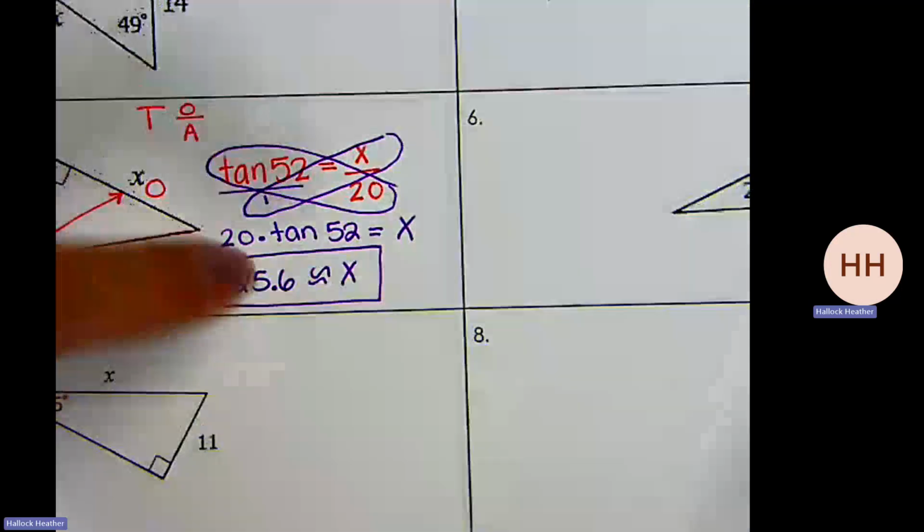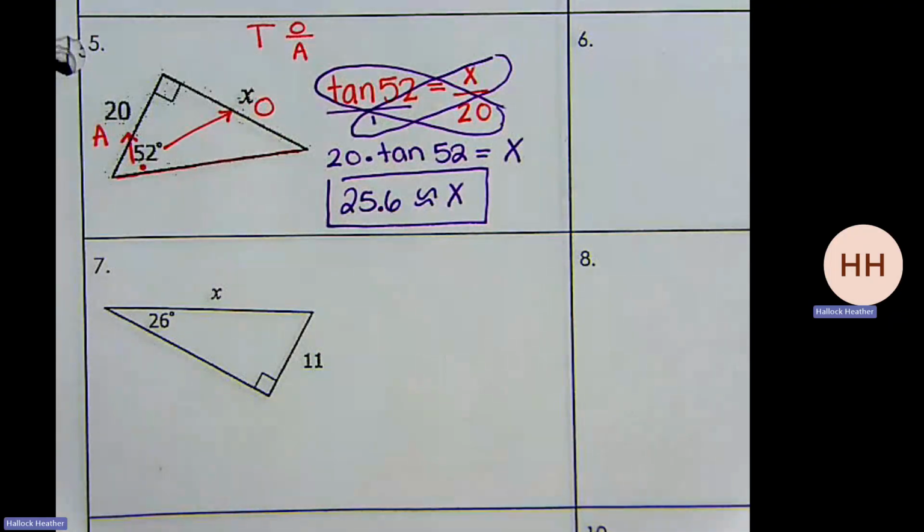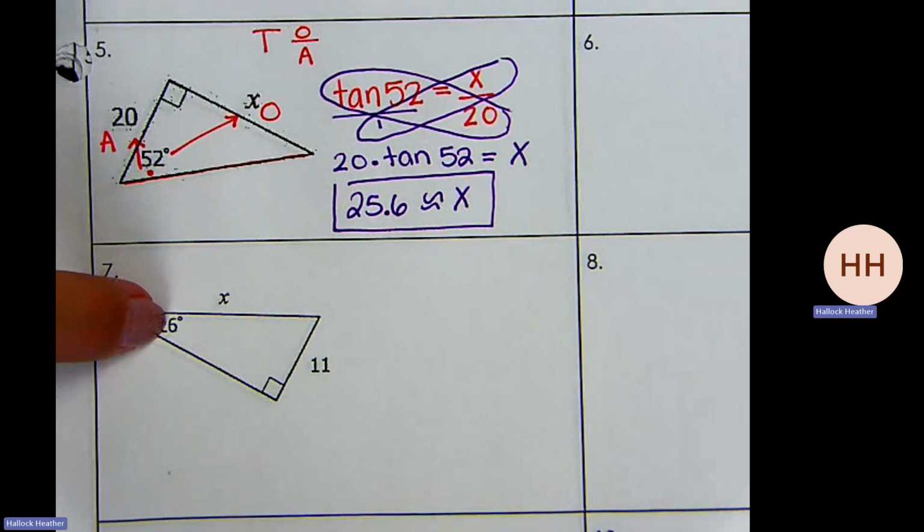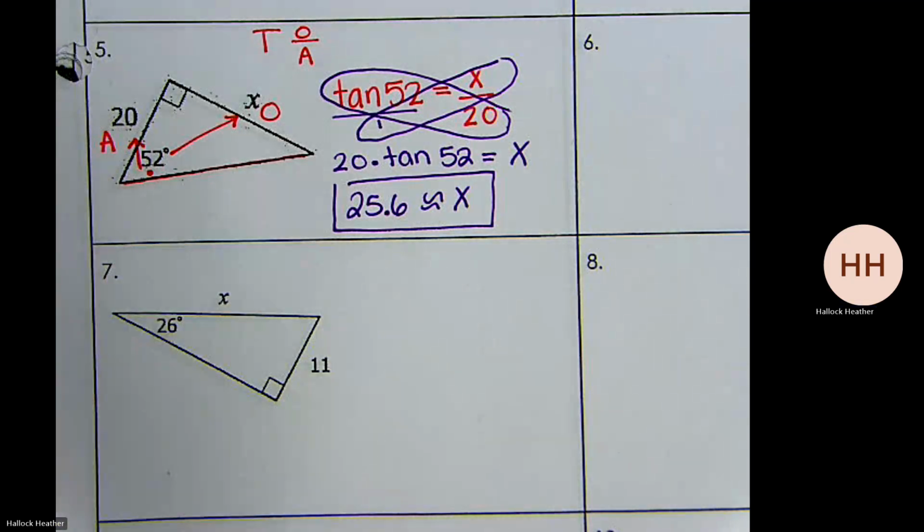Okay, so try number 7. Just go directly underneath it. Try number 7. Try to figure out what you have. Do you have an adjacent? Do you have a hypotenuse? Do you have an opposite? Think about you literally being where 26 is at in reference to the rest of the triangle.